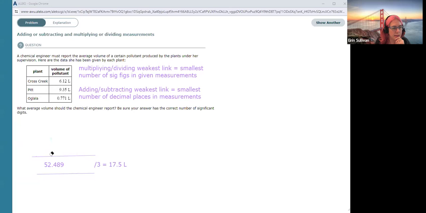Okay, let's do another one. Again, this is a similar one where you're adding together. So we should go to the smallest number of decimal places, which is going to be 3, and they're all to 3 sig figs. So that's essentially the same question with different numbers.